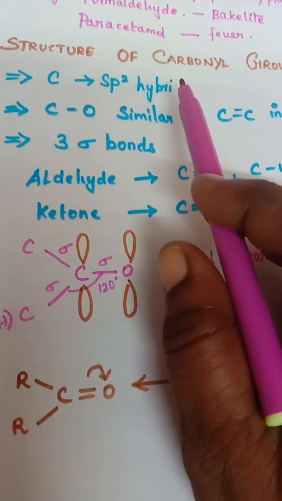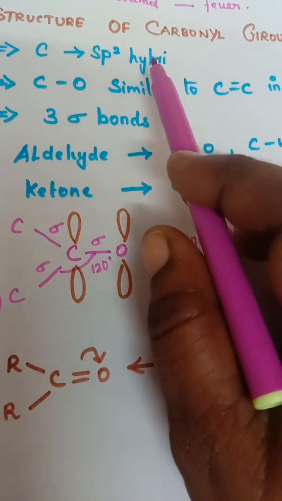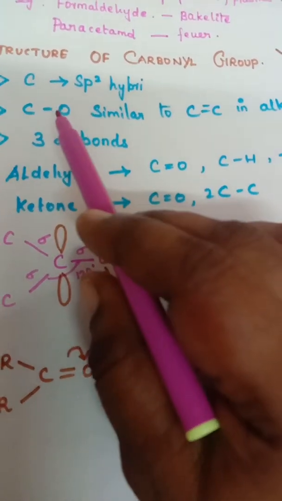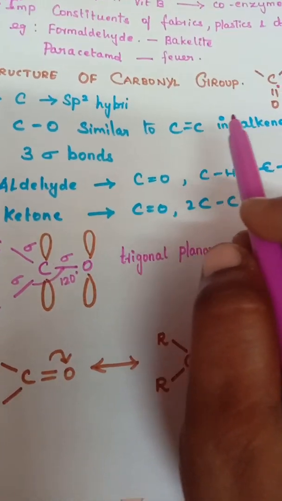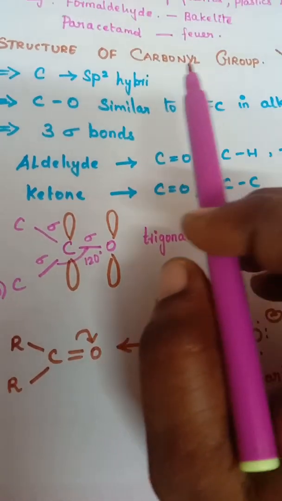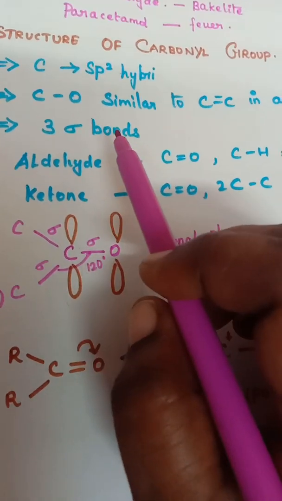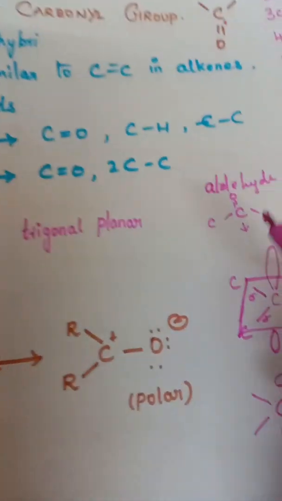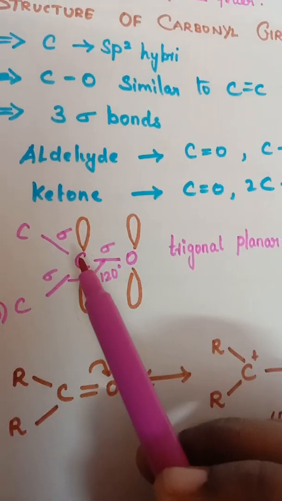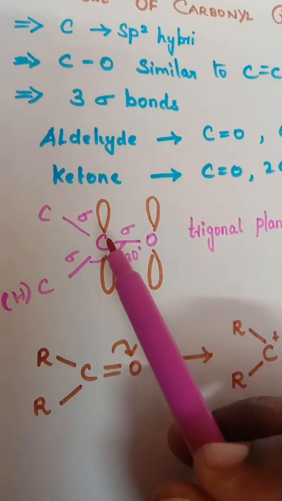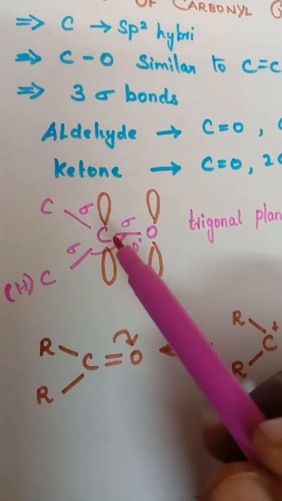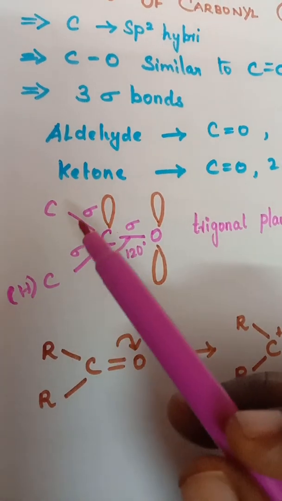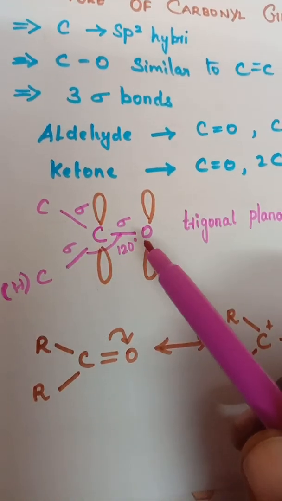The carbon which is present in this carbonyl group is sp2 hybridized, and the carbon-oxygen bond is similar to that of the carbon-carbon double bond seen in alkenes, and it has 3 sigma bonds. How do they form sigma bonds? By linear overlap. See, in the case of aldehydes, the linear overlap is between carbon and carbon, and here carbon and hydrogen for aldehydes, and another one is oxygen.